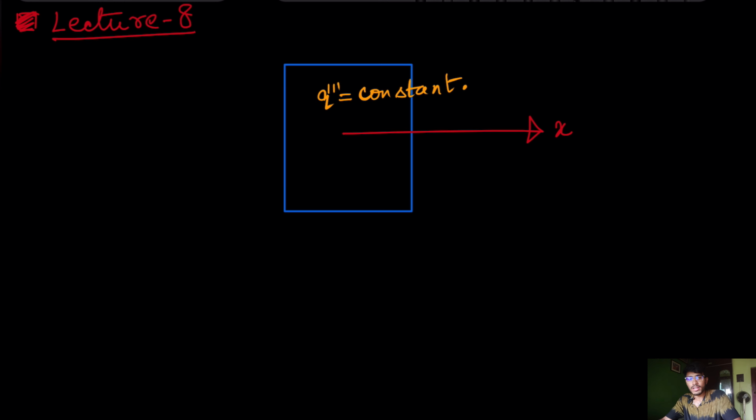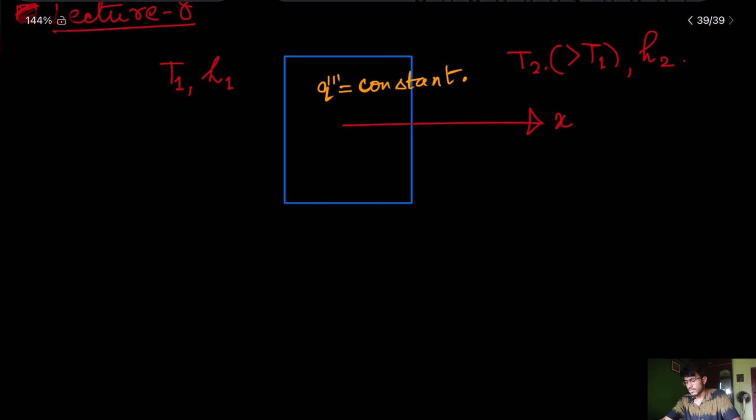Where can you see those things? So this is the x, and you have the boundary conditions. Here you have T ambient in this phase as T1 and H1. Okay, that is given, and here T ambient is T2, which is greater than T1, and H2. Okay, and one dimensional heat transfer is given.